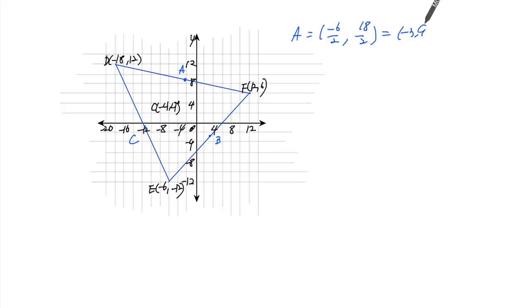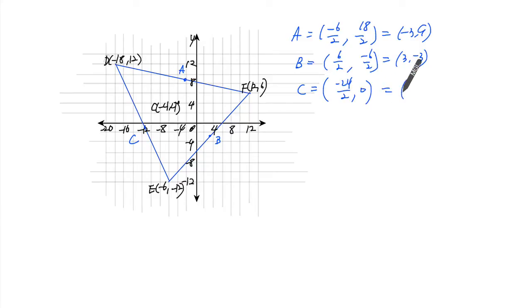Negative 3 and 9. And B, the midpoint between these two, so it's 12 minus 6, that's 6 over 2, and 6 minus 12 is minus 6 over 2, so you get 3 and negative 3. And C, the midpoint between these two, so 18 minus 18 plus minus 6 is minus 24 over 2. 12 minus 12, that's 0, so you get a point that's right on the x-axis, minus 12 and 0.